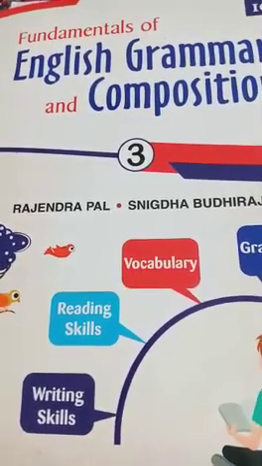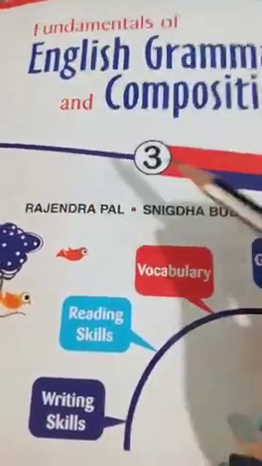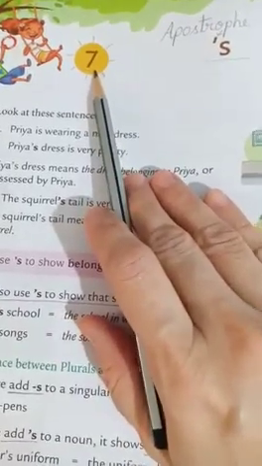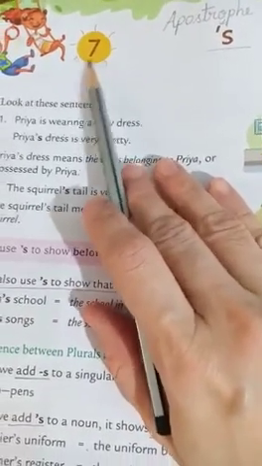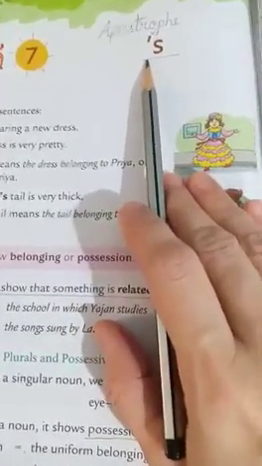Good morning, students. So today we are going to do our grammar. So children, today we are going to do lesson number 7 in your grammar. First you give the date here, today's date. And what is the name of the lesson, children?